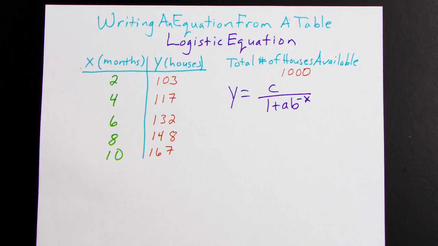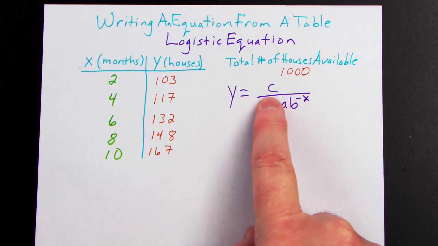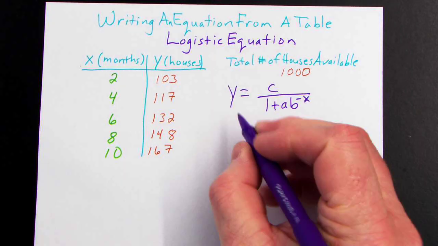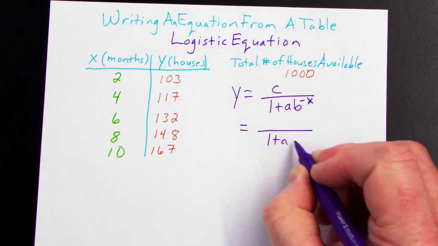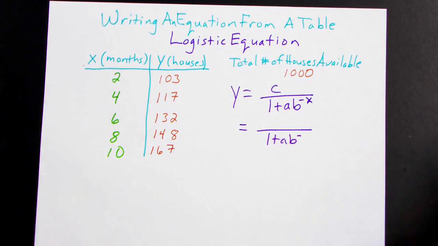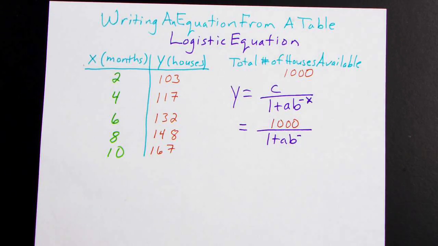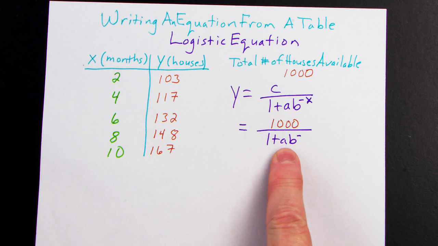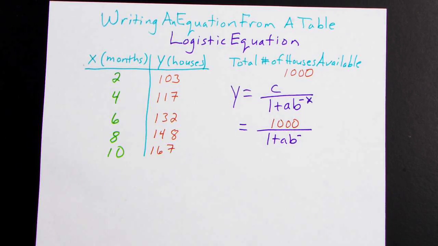In order to solve this and figure out what the actual equation is, we're going to need to figure out what A and B are. C we already know because that's the maximum number of houses available, and that's 1,000. So we have two variables that we're trying to figure out, and that means we will need two equations to solve a system of equations with these.